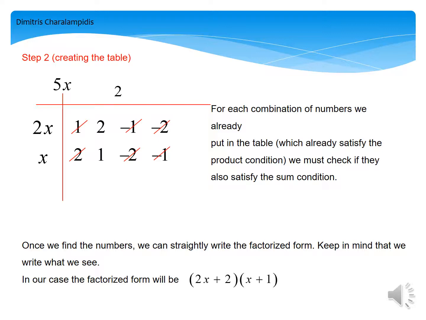Once we find the numbers, we can straightforwardly write the factorized form. Keep in mind that to do that, we write what we see. In our case, the factorized form will be 2x plus 2 times x plus 1.